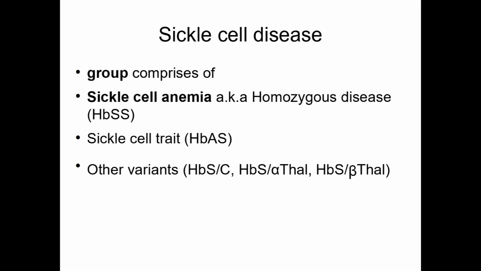Like I said earlier, sickle cell disease is a group, and this group comprises, first, sickle cell anemia, which is the homozygous disease. This is the severe disease. Second is the sickle cell trait, which is a very mild form of the disease. And there are other variants with mixtures between sickle cell gene and HbC, sickle cell and alpha thalassemia, and sickle cell and beta thalassemia. These are heterozygous states also, and severity varies.